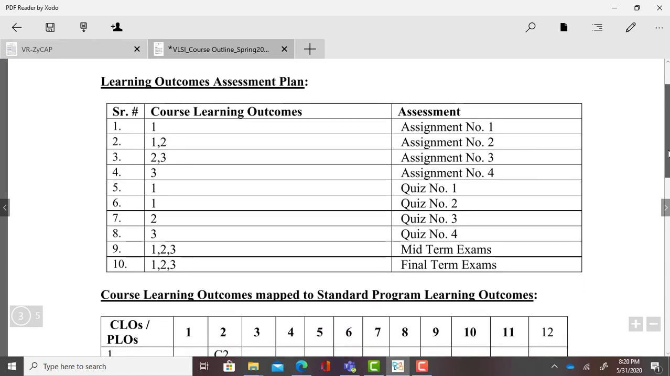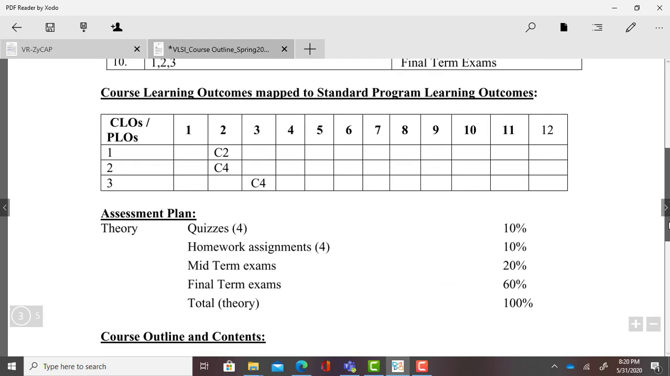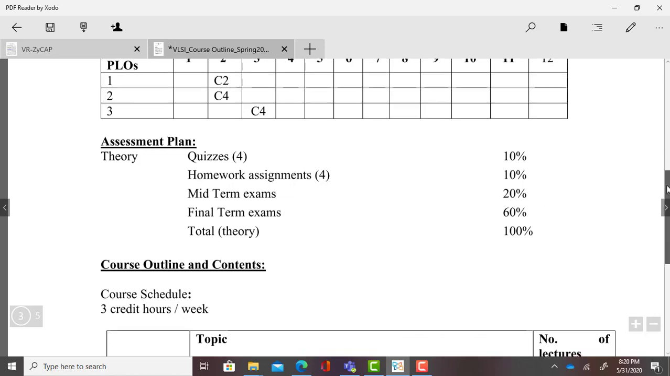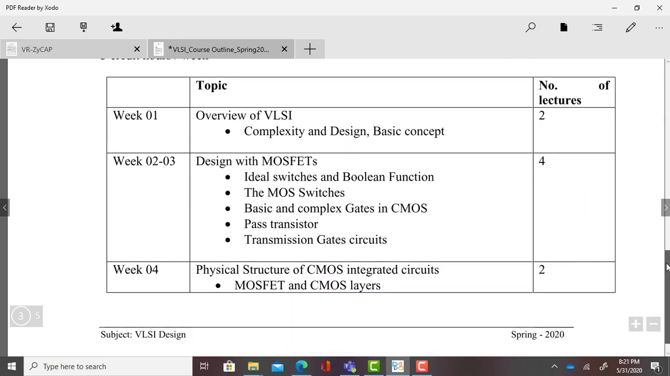So we have the learning outcome assessment plan. We will have 4 assignments. We will have 4 quizzes, a midterm and a final term. This is the outcomes CLO mapping to standard TLOs, and quizzes will be 10%, homework assignments 10%, midterm 20%, final term 60%. So this is the weekly distribution of topics.